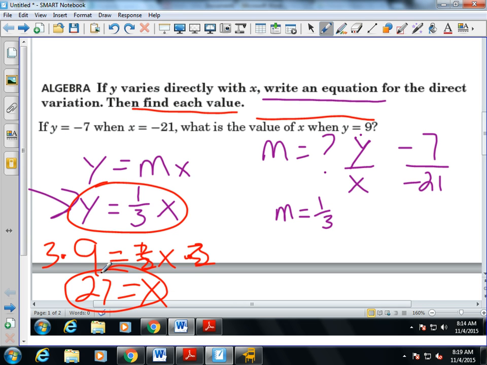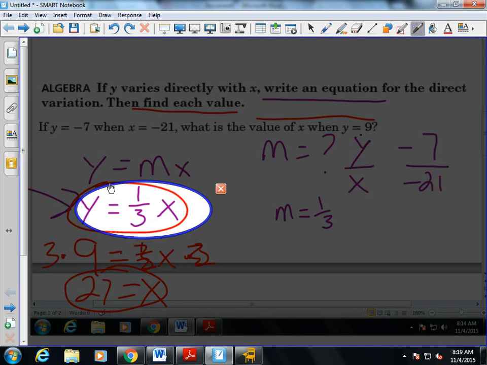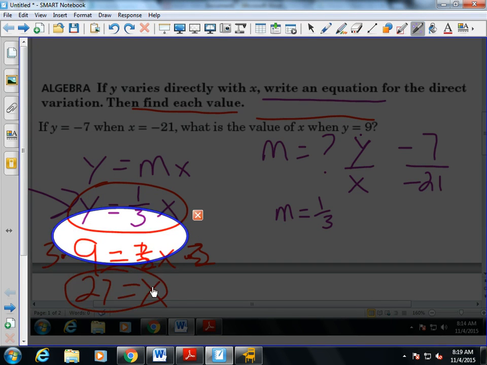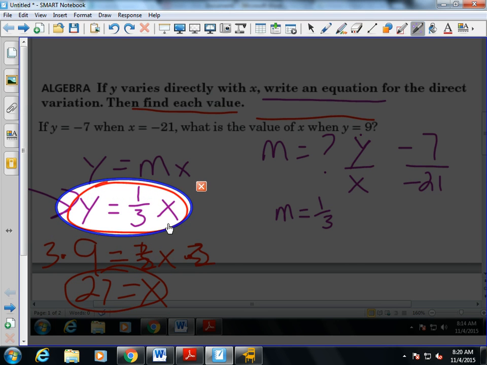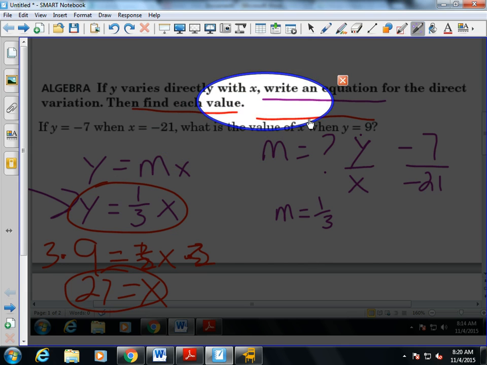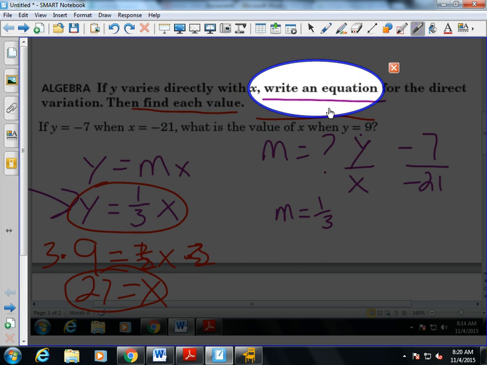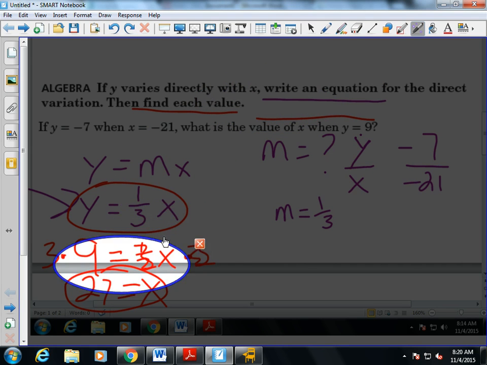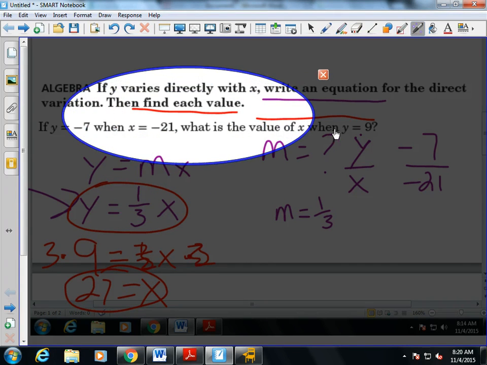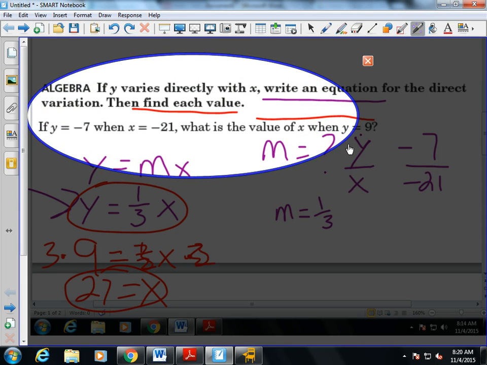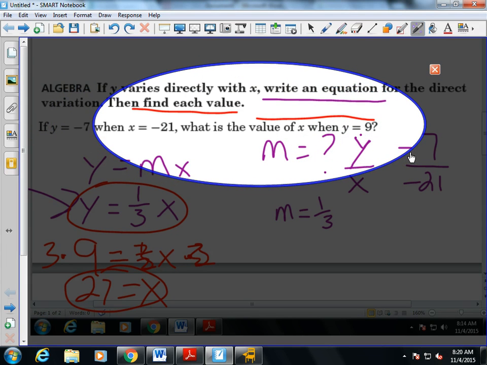So these two things that are circled, y equals 1/3 x, and here, x equals 27, these are the two answers to this problem. This is the equation, and then this is the answer when it says find each value. Because it says, what is the value of x? All right? So that's how you do that problem.